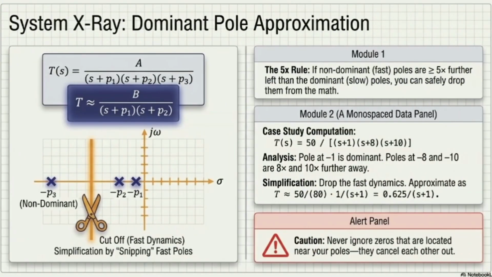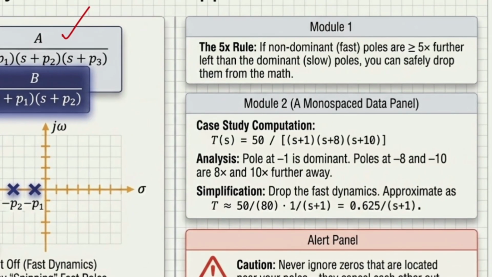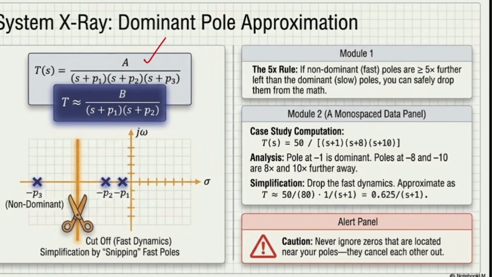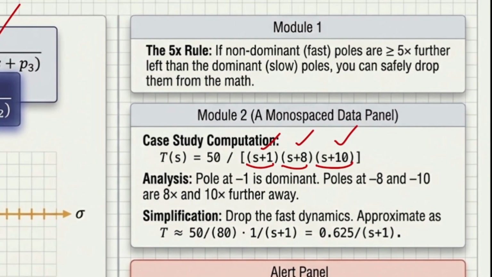So if we would like to see a better example, imagine that you have a system like this. At this point, you see that we have 3 poles. If I put some numbers on it, imagine that my system is 50 divided by (s plus 1)(s plus 8)(s plus 10). Obviously, I have -1, -8, and -10. But how can I decide which one is going to be dominant and which one is going to vanish so fast? We have a rule of thumb, the 5x rule. It says that if non-dominant or fast poles are 5x further left than the dominant slow poles, you can safely drop them from the math itself.